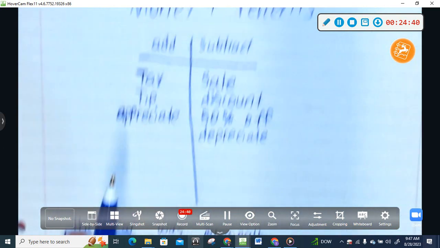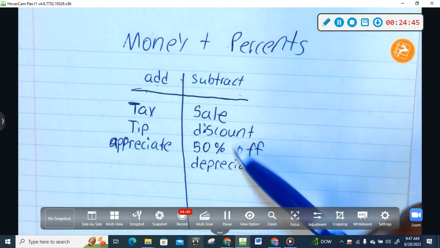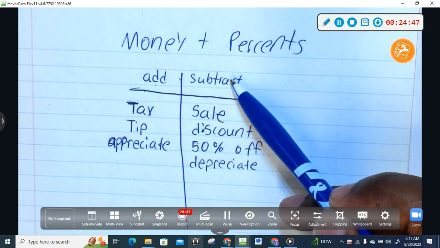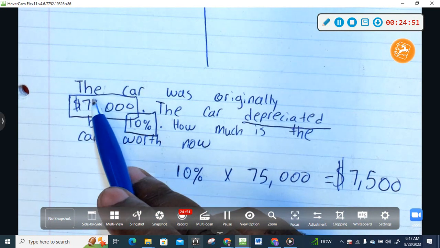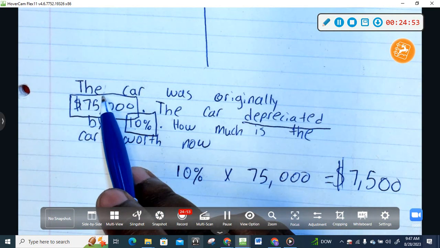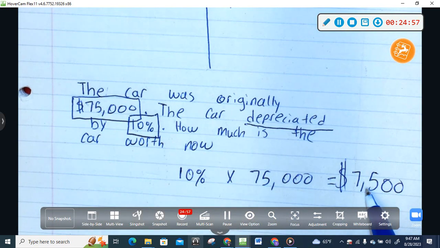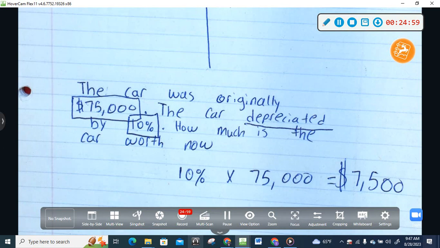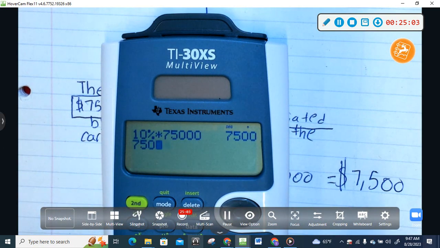The last step is this right here. Am I adding or subtracting? This is the category. So I need to take this amount from my original price. So in my calculator, I need to do 75,000 minus my new number that I just found. So go ahead and type that in. 75,000 minus 7,500. And I should get this.